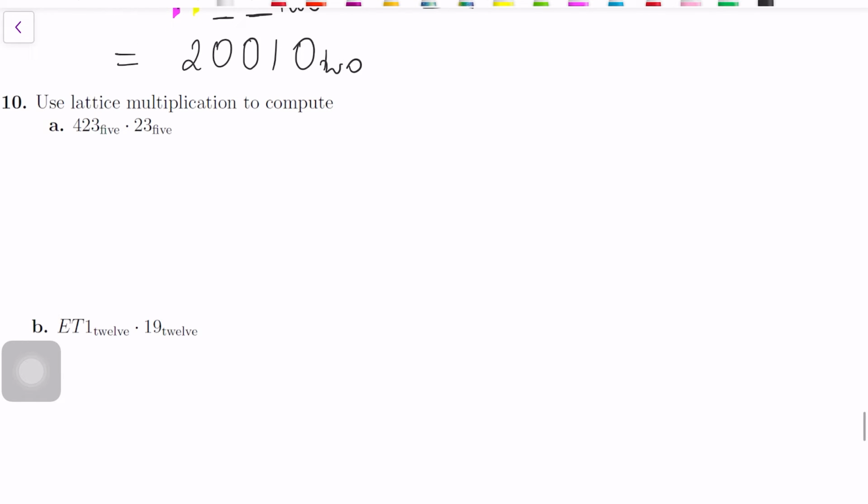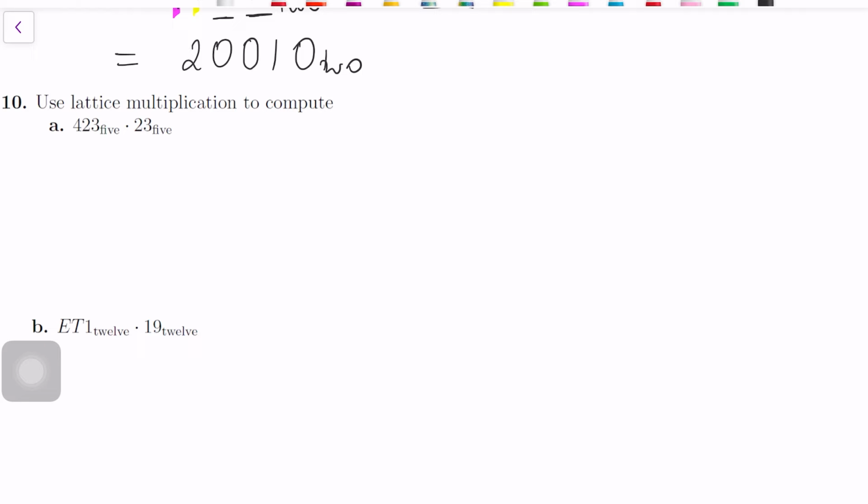Okay, so let's practice using different bases, have fun with it a little bit. So let's use lattice multiplication to compute this. Lattice multiplication, I like it. I think it's pretty useful. Sometimes it makes life easier. We're in base 5. So remember, I'm sorry, we were supposed to do lattice.